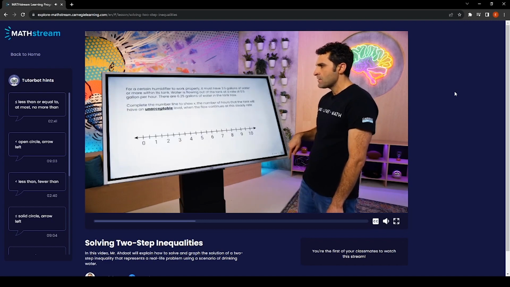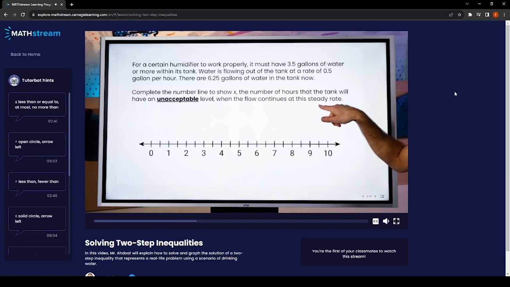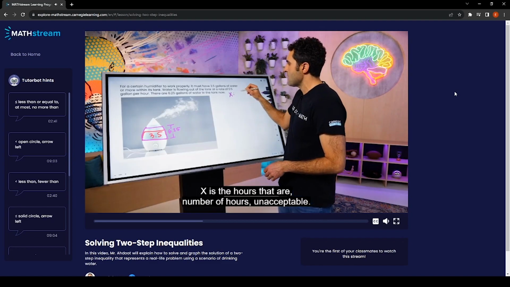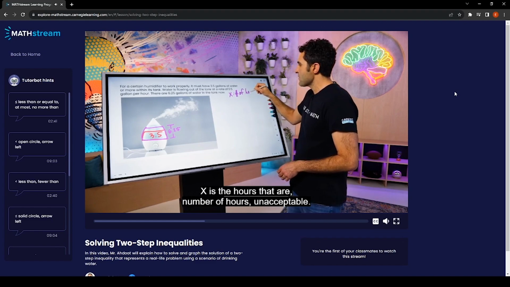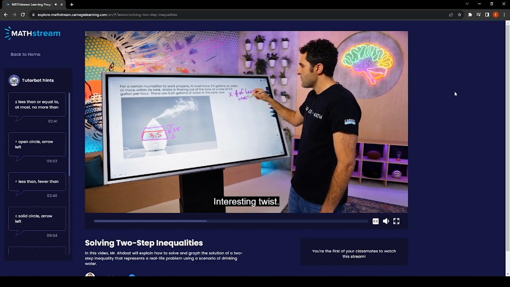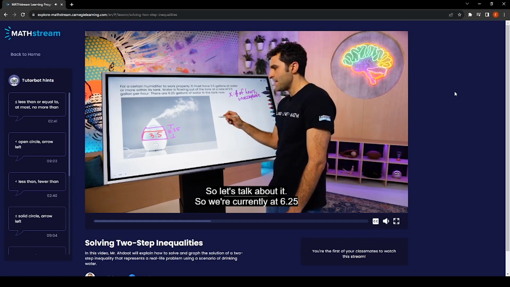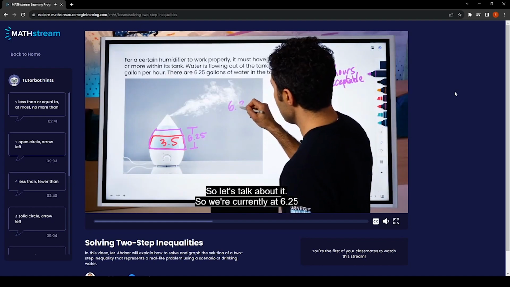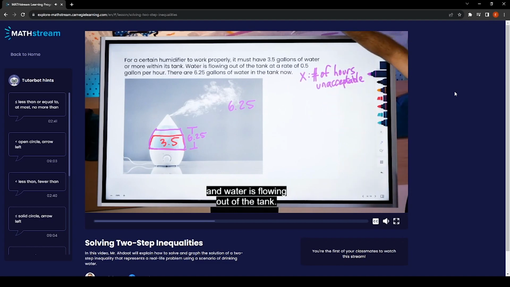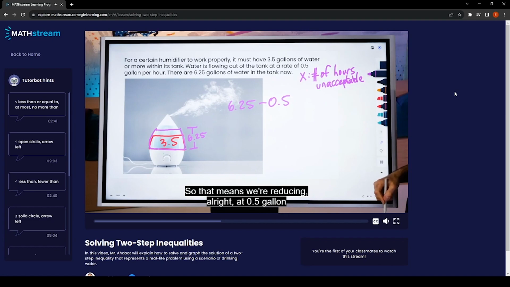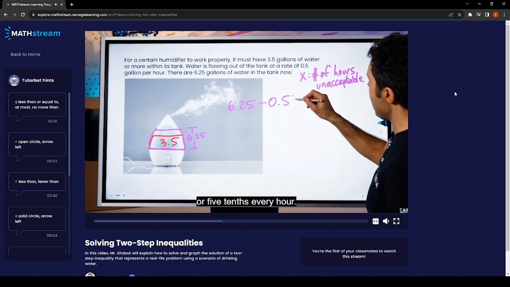Let's read that question real quick. Complete the number line. X is the number of hours that the tank will have an unacceptable level. What is unacceptable? Let's write that. X is the number of hours unacceptable. Interesting twist. So we're currently at 6 25/100, and water is flowing out of the tank. So that means we're reducing at ½ gallon or 5/10 every hour.